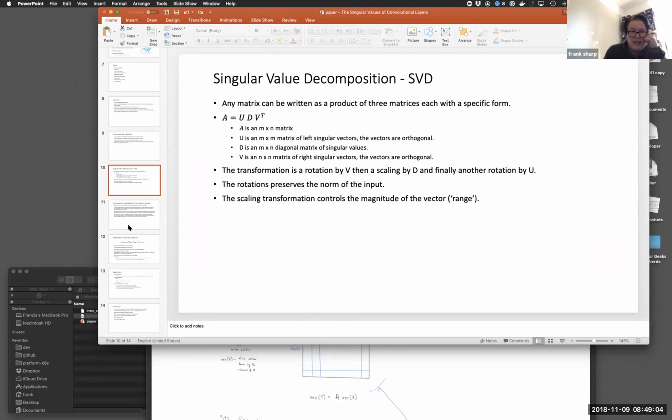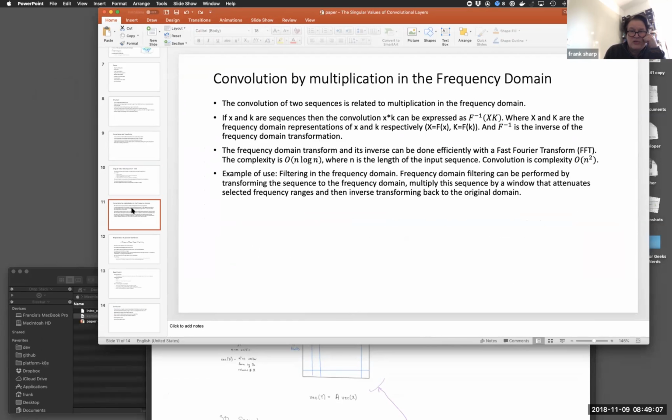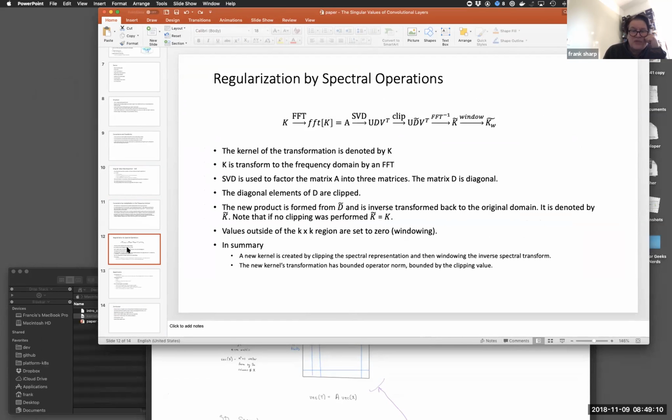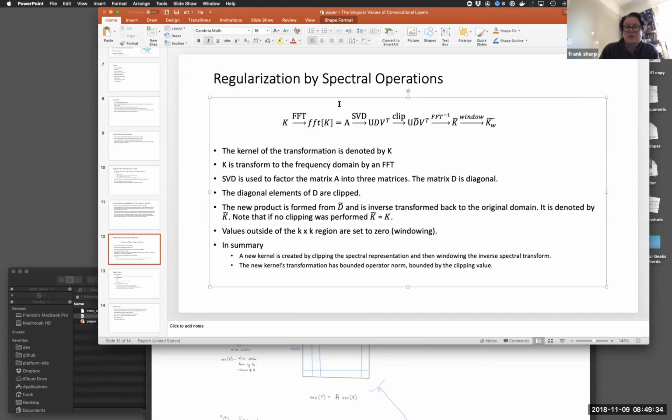We talked about singular value decomposition. We talked about multiplication in the frequency domain. Now this is directly from the paper. You can think of it as the regularization they talk about in the paper. We can call it regularization by spectral operations. Okay. So if we have the kernel of the convolution for a specific layer, we can take an FFT of that. That results in, say, we'll call it A.